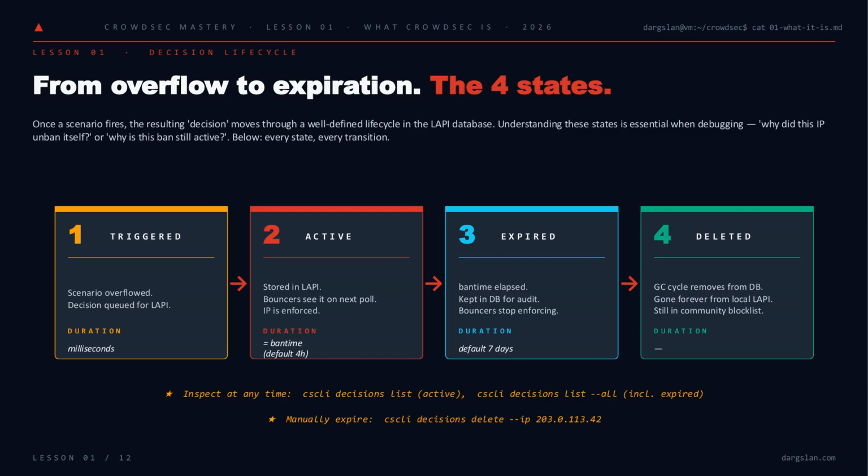It's kept around for roughly a week so you can audit it, and finally a garbage collection cycle deletes it from your local database. And if you ever need to peek mid-flight, cscli decisions list shows you exactly where things stand, or you can delete an IP manually to cut a ban short.